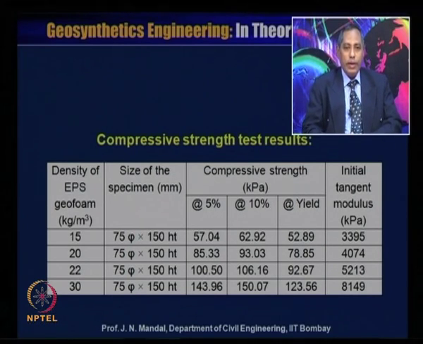And at the end, the density of EPS geofoam is 30 kg per meter cube, size of the specimen 75 millimeter diameter into 150 millimeter height, and compressive strength at 5% strain is 143.96 kilopascal. At 10% strain, compressive strength is 150.07 kilopascal and at yield value is 123.56 kilopascal and initial tangent modulus 8149.